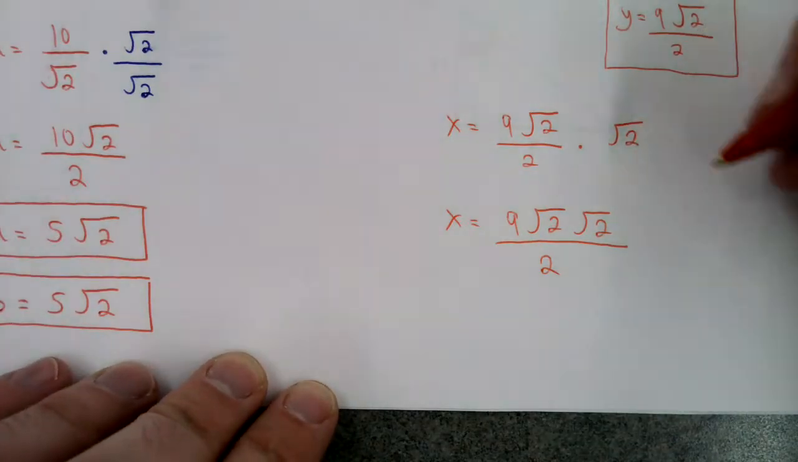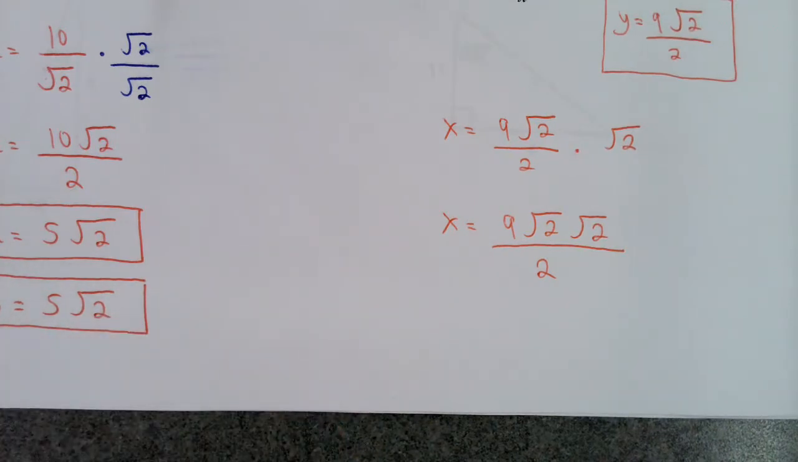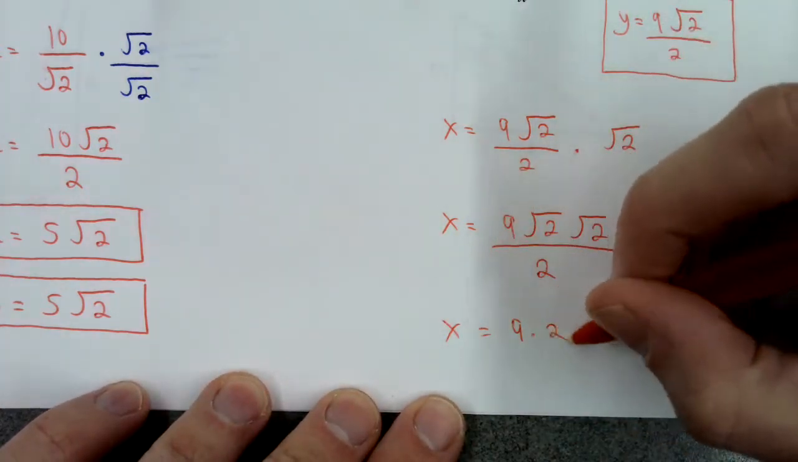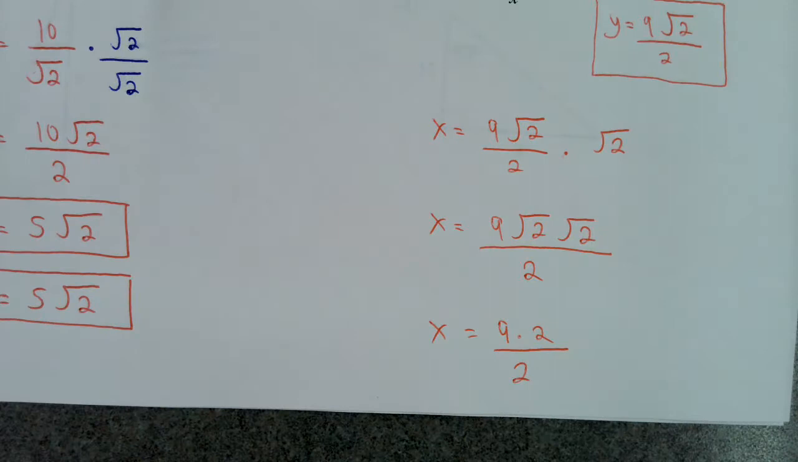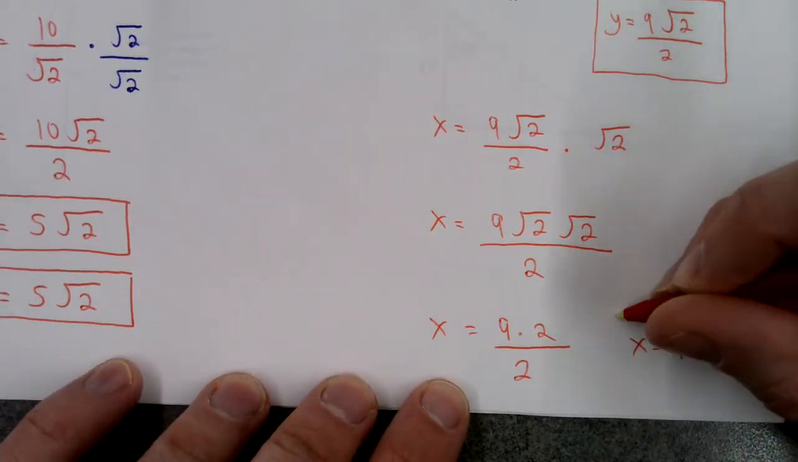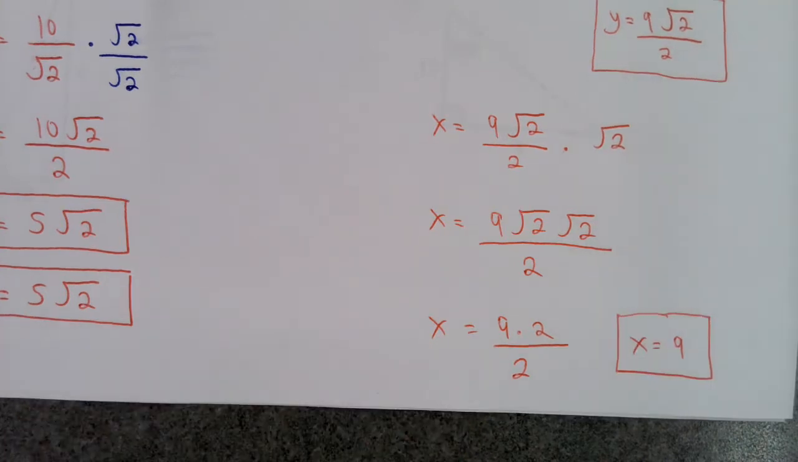If you want to think of this as being over 1. The square root of 2 times the square root of 2 in the numerator is 2. So x equals 9 times 2, divided by 2. These you can just divide out and say x equals 9. Or you can do 18 divided by 2 is 9.